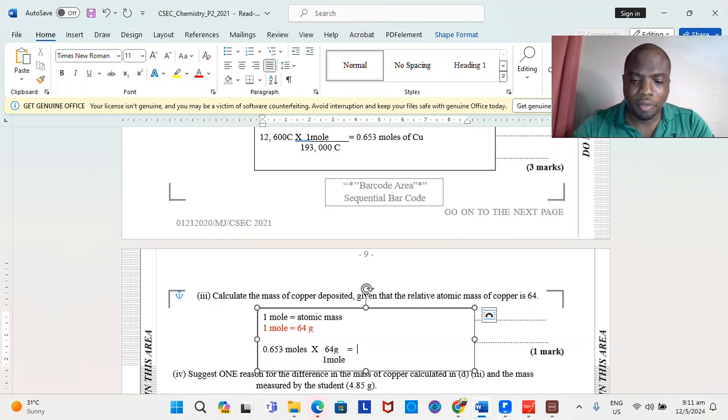Let's double check the 193. So that's it, divide. When you go back upstairs, it's 12,600 divided by the 193,000. I'm kind of confused, we get the 0.653, no, 0.0653. Yeah, 0.0653.